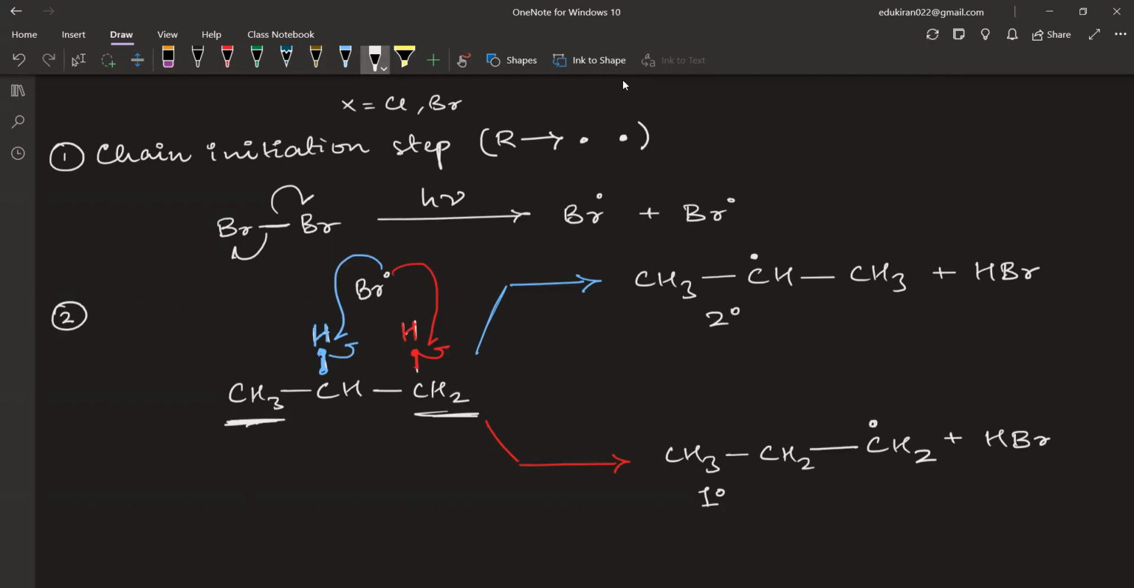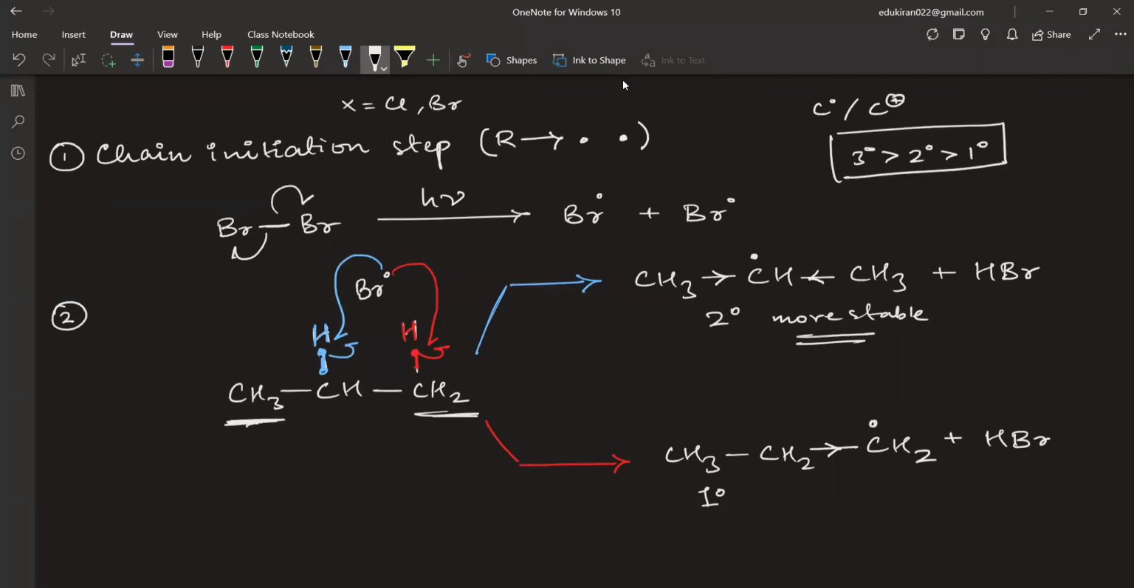Now this 2 degree carbon free radical has 2 alkyl groups which are going to give it electrons. But this 1 degree one has only 1 alkyl group which is going to give it electrons. Those who remember hyperconjugation can also say that the number of alpha hydrogens is 6 here and only 2 here. That is why the 2 degree is more stable. But if you don't remember the alpha hydrogen case, you can always remember that for carbon free radical or carbocation, 3 degree is most stable, followed by 2 degree and then 1 degree. This is the order of stability for carbon free radical and carbocation. Both of them are electron deficient. Now here it is more stable, so I will write this is more stable.